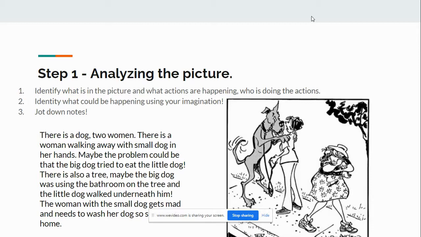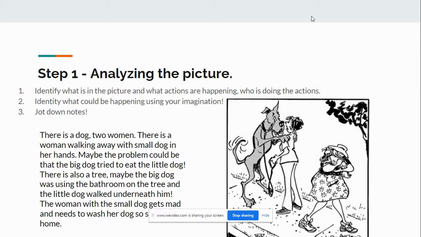There's a woman walking away with a small dog. I didn't write it with proper grammar because these are just notes, right? So if I was on the Regents exam, I don't care in English what I write because it's not being counted. Maybe the problem could be that the big dog tried to eat the little dog. It'd be kind of funny. There's also a tree, so I noticed that. And so maybe the big dog was using the bathroom on the tree and the little dog walked underneath him and got pee on him, which would be funny. The woman with the small dog gets mad and maybe she needs to wash her dog, so she goes home. That's kind of my ideas about, okay, what is happening in this? What could be happening? That's what step 1 is. What do I see and what could happen?